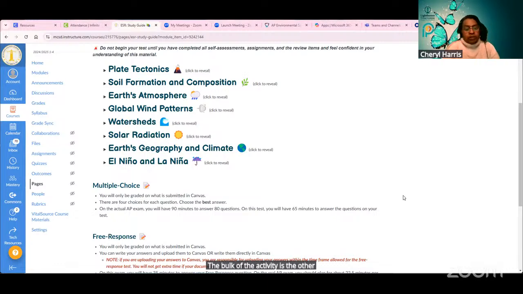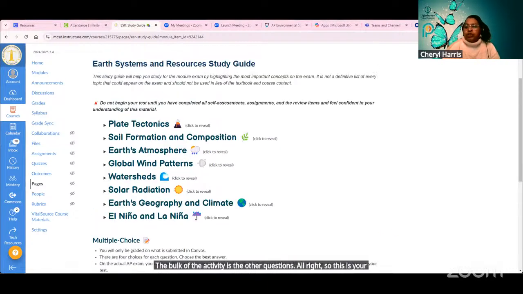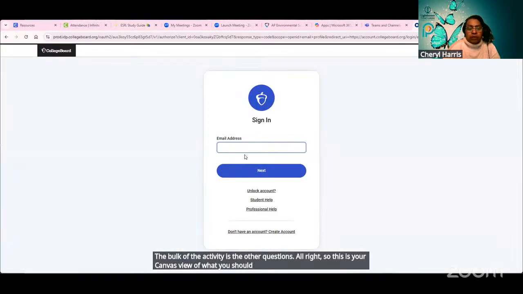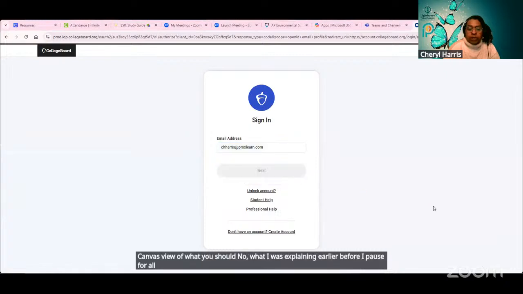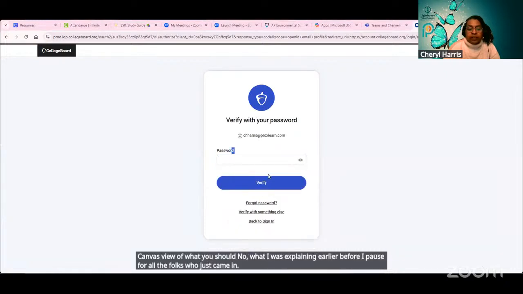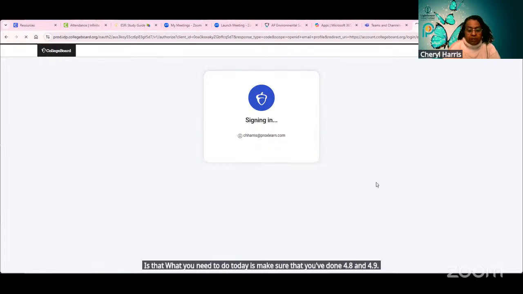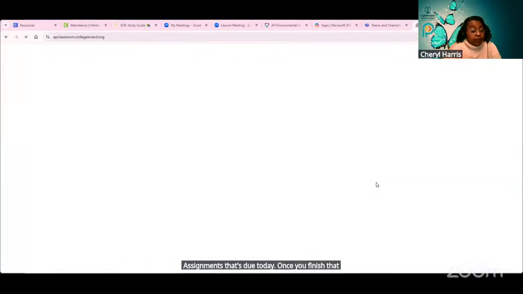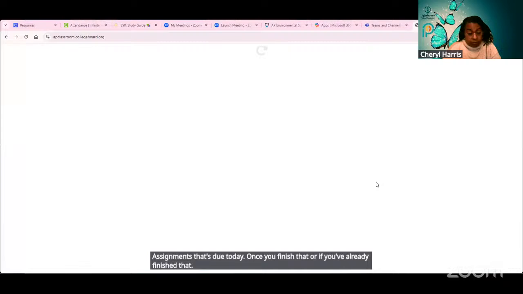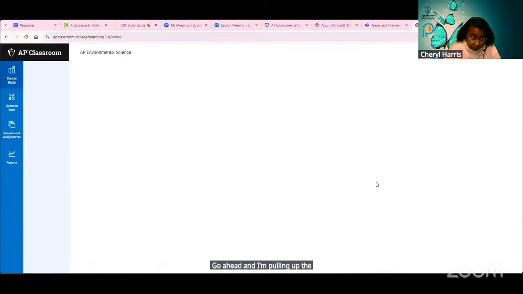All right, so this is your Canvas view of what you should know. What I was explaining earlier before I paused for all the folks who just came in is that what you need to do today is make sure that you've done 4.8 and 4.9 assignments. That's due today. Once you finish that, or if you've already finished that, I'm pulling up the assignment now so I can show you what I'm talking about.